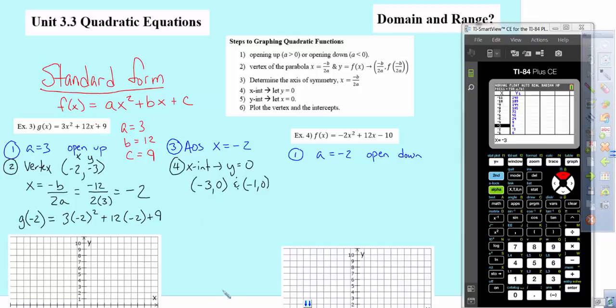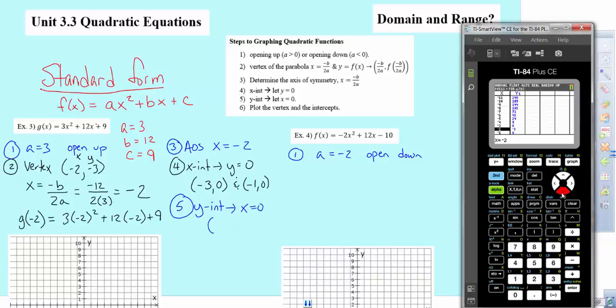For number 5, looking for our y-intercept, that means we're going to let x be equal to 0. So we go to 0 on the x, and that occurs at 0, 9.